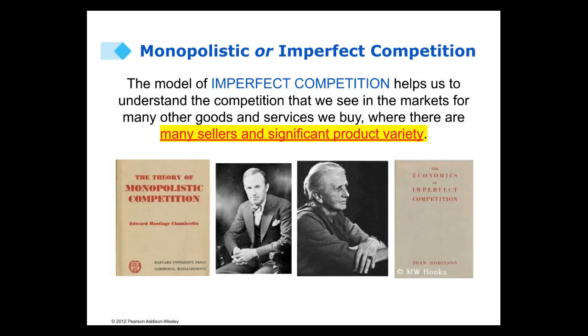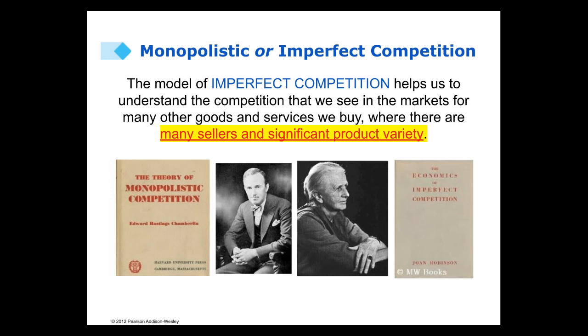In this case, we're talking about monopolistic or imperfect competition. Monopolistic or imperfect competition is a market structure where we have many sellers and significant product variety. Now, sometimes you hear monopolistic competition or imperfect competition, and the reason is there were two important economists who contributed to these theories. Edward Chamberlain, who wrote the book The Theory of Monopolistic Competition, and Joan Robinson, who wrote a book called The Economics of Imperfect Competition.